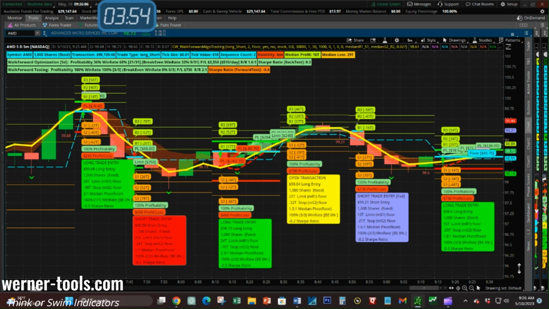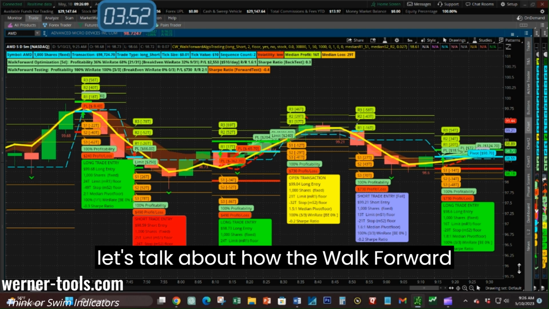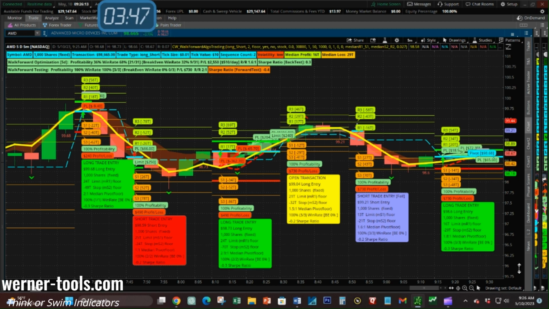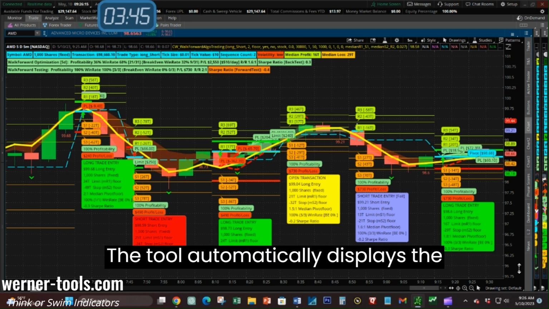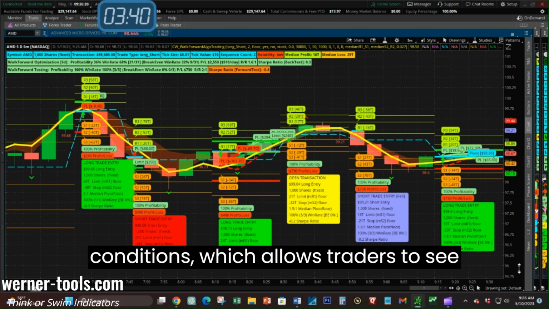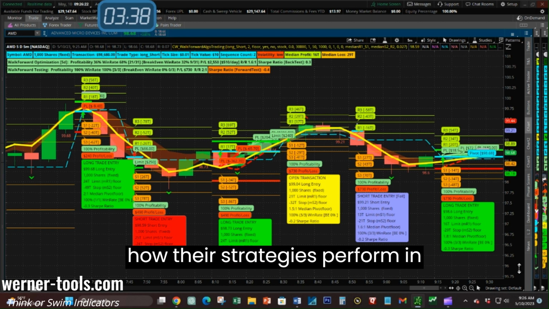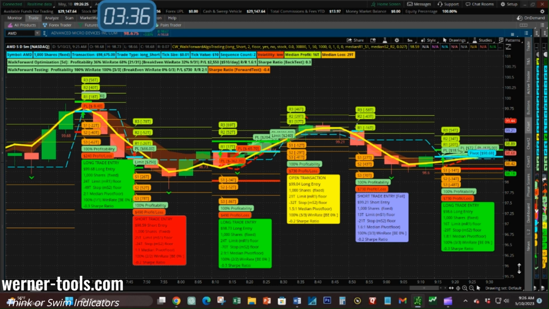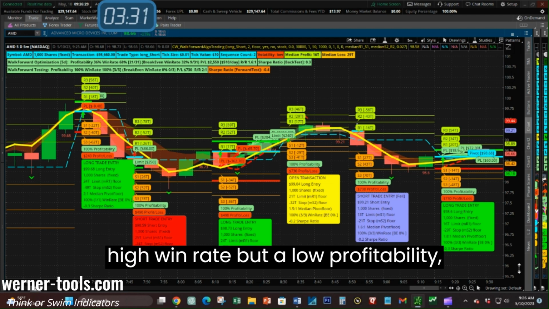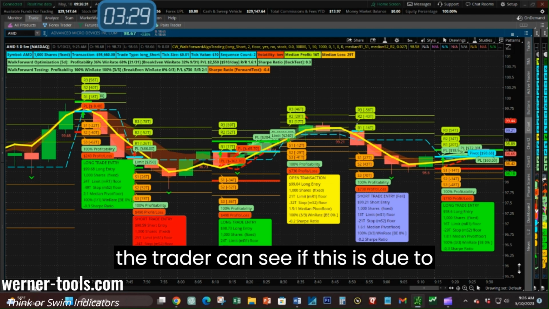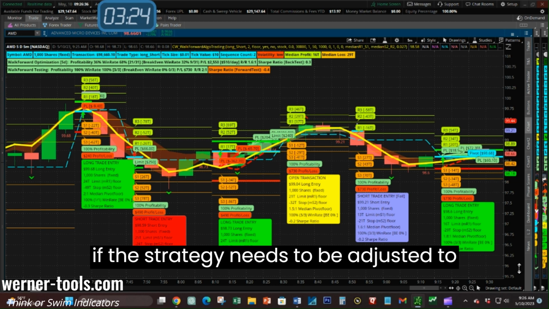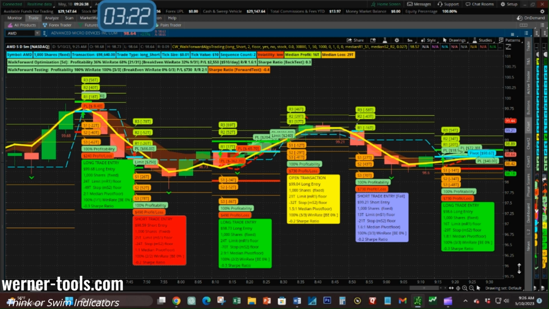Now, let's talk about how the Walk Forward Algo Trading tool can help intraday traders assess their profitability. The tool automatically displays the profitability under all win and loss conditions, which allows traders to see how their strategies perform in different market conditions. For example, if a trader's strategy has a high win rate but a low profitability, the trader can see if this is due to losses in certain market conditions or if the strategy needs to be adjusted to increase profitability.